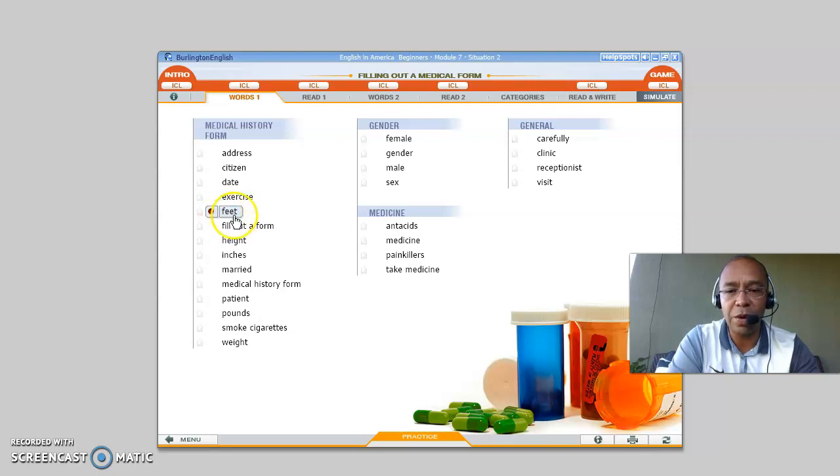The next word is feet. Feet refers to two. You have 2 feet. You walk on your feet. 1 foot, 2 feet.